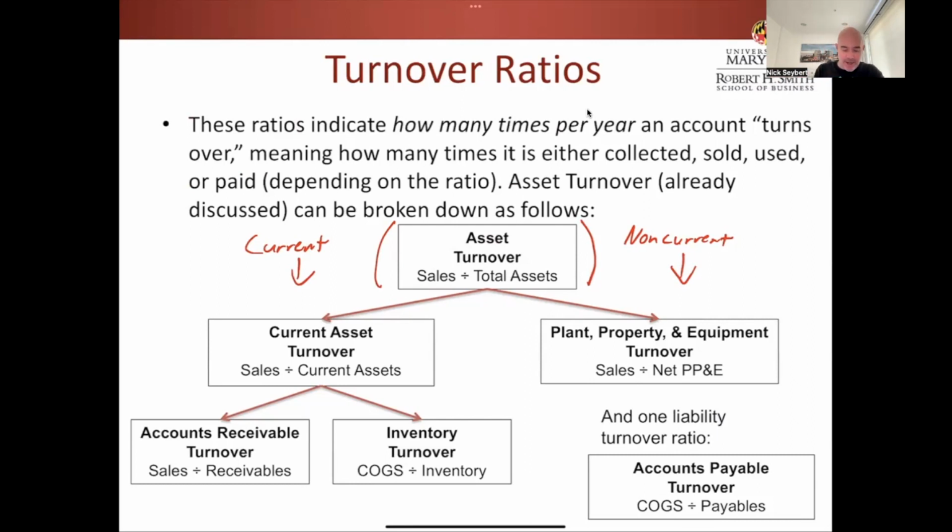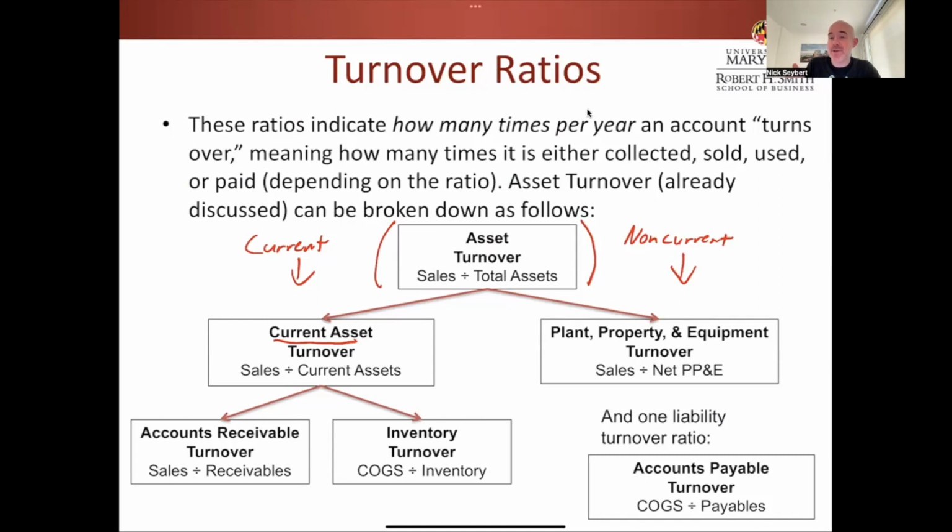You can do the same thing for current assets, right? How efficiently does the company manage its current assets? And then you can further break down current assets into the components that we know are in there. Usually the most relevant ones are accounts receivable and inventory. And these two ratios are the main reason that we call all of these turnover ratios, because these two ratios are the ones that are usually interpreted as how many times per year does this account turn over?